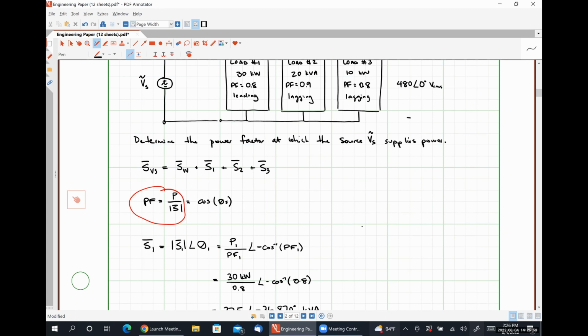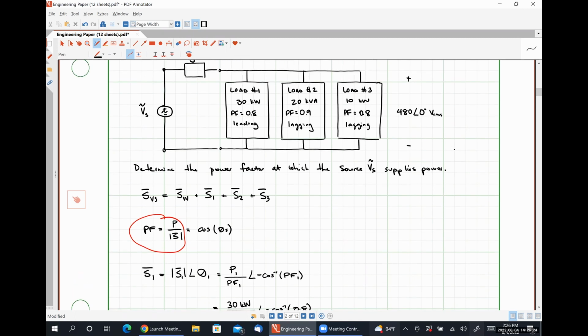Just to double check things here, I thought I was going to grab a calculator, but I apparently don't have one on me. Okay, all right. Okay, so coming back around here, sorry.